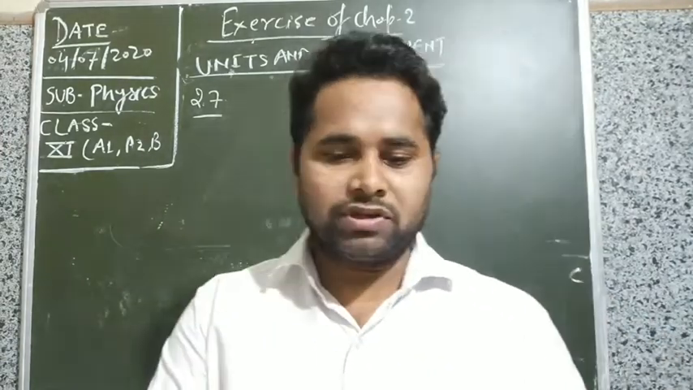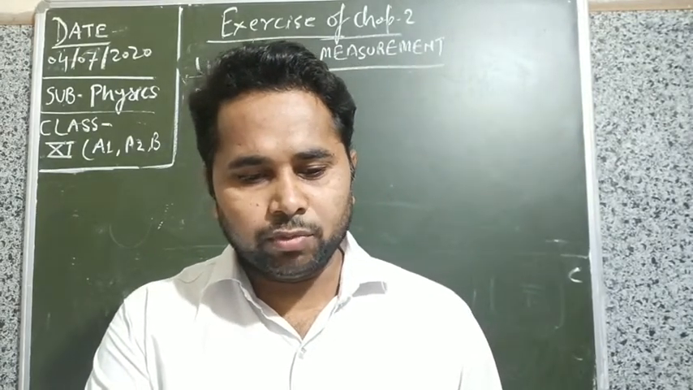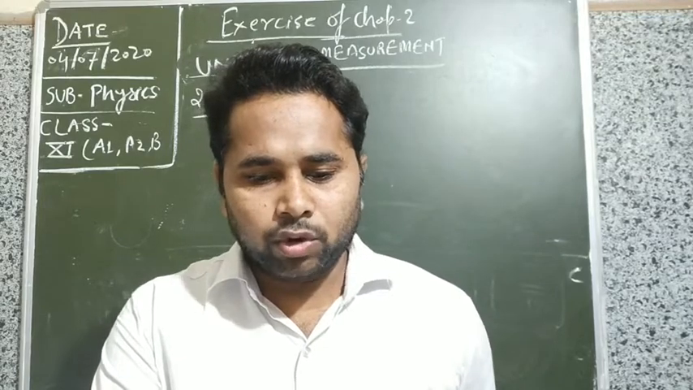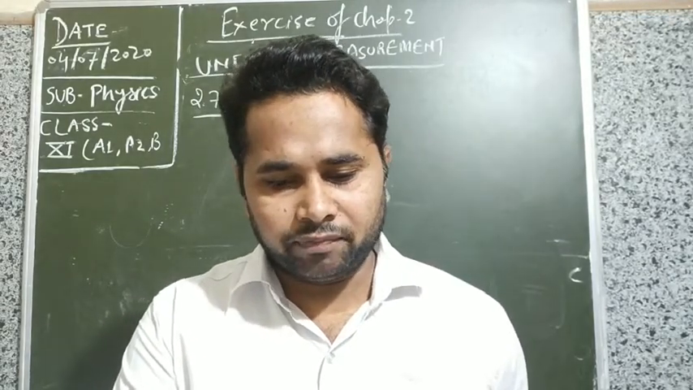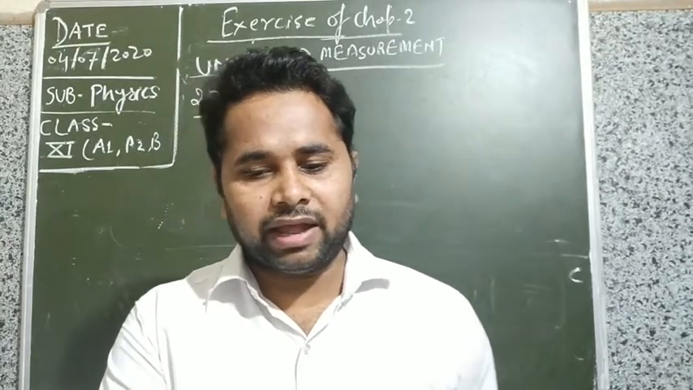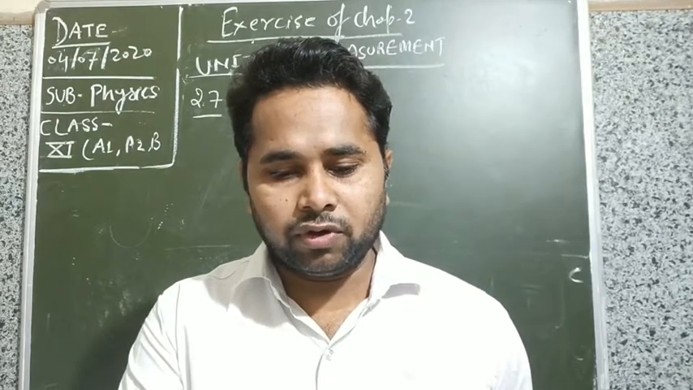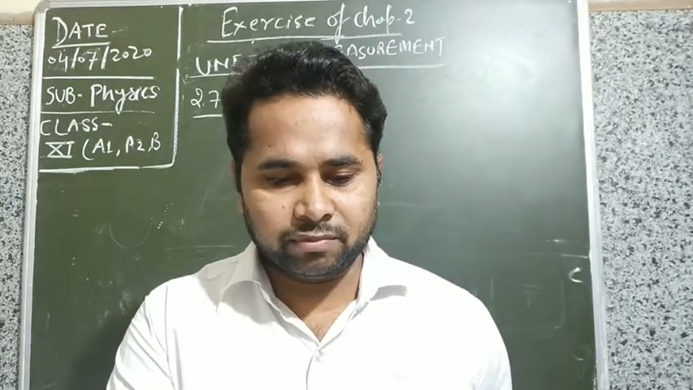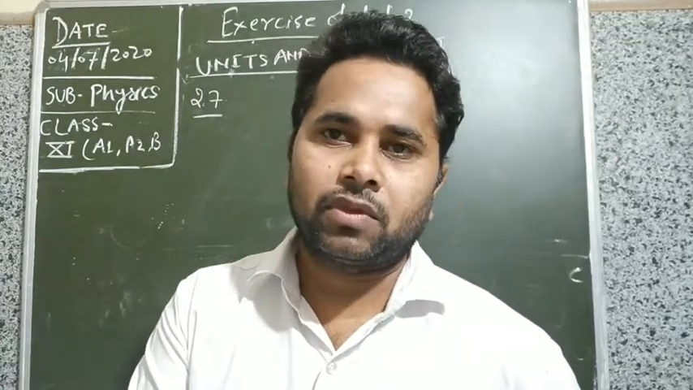So see question 2.7. A student measures the thickness of a human hair by looking at it through a microscope of magnification 100. He makes 20 observations and finds that the average width of hair in the field of view of the microscope is 3.5 mm. What is the estimate of the thickness of the hair?